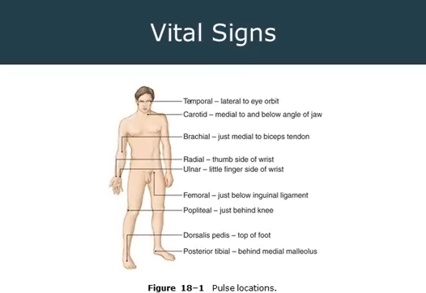The brachial pulse, just medial to the biceps tendon. If you find your bicep, which is the muscle towards the front of your arm, and the tricep, which is the muscle on the back of your arm, you find that little groove between the two on the inner, or medial, aspect of it. You should be able to find the brachial artery there between the bicep and the tricep.